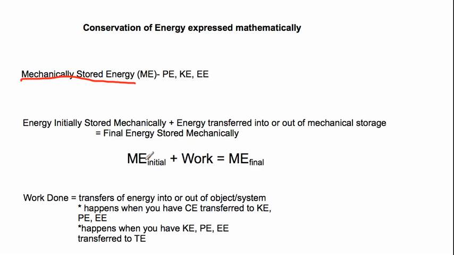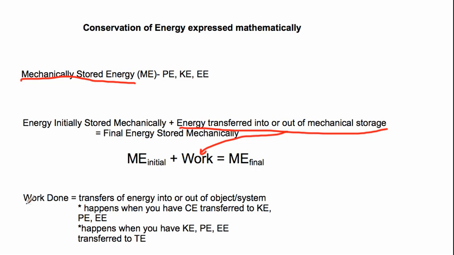Now, we can write this symbolically to say that mechanically stored energy initial plus work done, this energy transferred in or out of mechanical storage, that's what's meant by work. Work is energy transferred. So energy you start with plus energy that comes in or goes out is the energy you end with. That makes sense. It's kind of like a checkbook or a bank account.